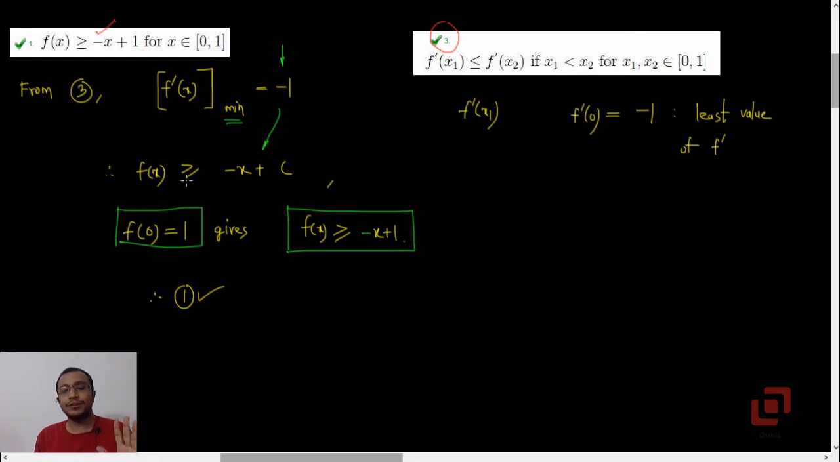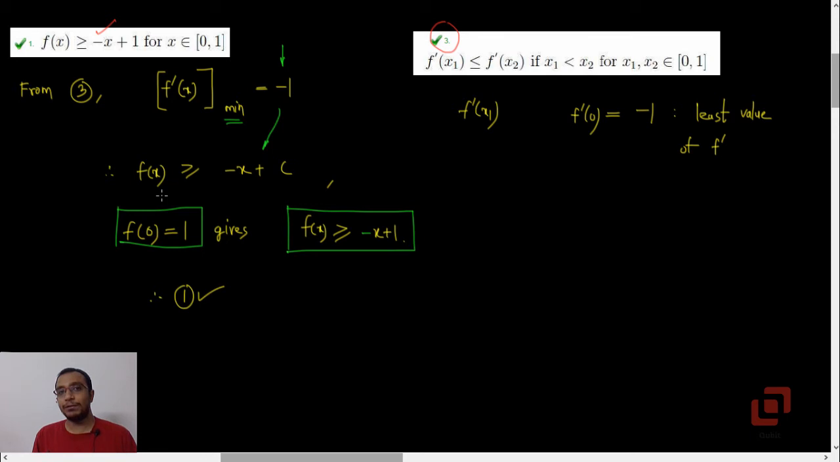Here we have made use of the fact that the first derivative represents the instantaneous rate of change of the function with respect to x. So if it is positive, then the function increases. If it is 0, then the function remains constant, and if it is less than 0, then the function decreases. So options 1 and 3 are done.